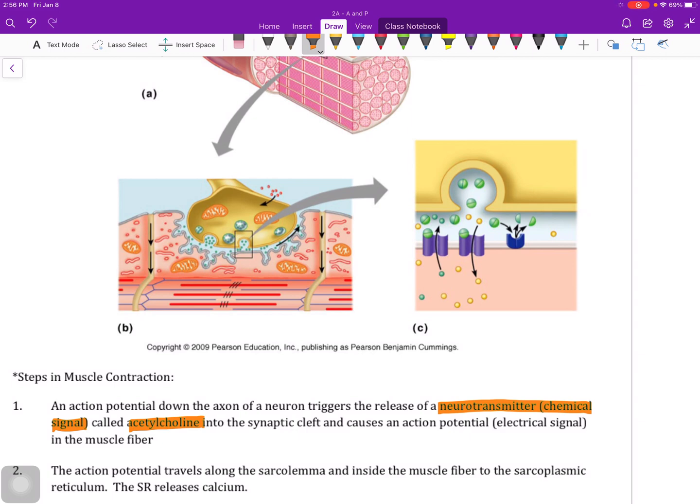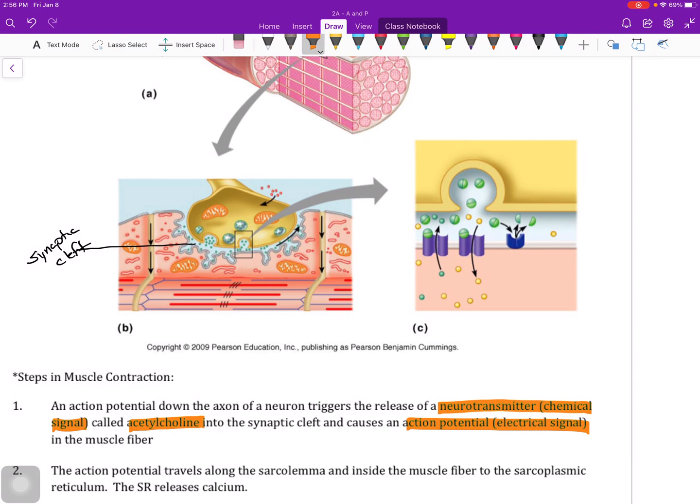All right, so when you're looking at this area right here, it's this area right here, guys. It's this gap area right here that we're calling the synaptic cleft. All right, anyway, you've got an electrical signal. That action potential is an electrical signal to the muscle fiber.